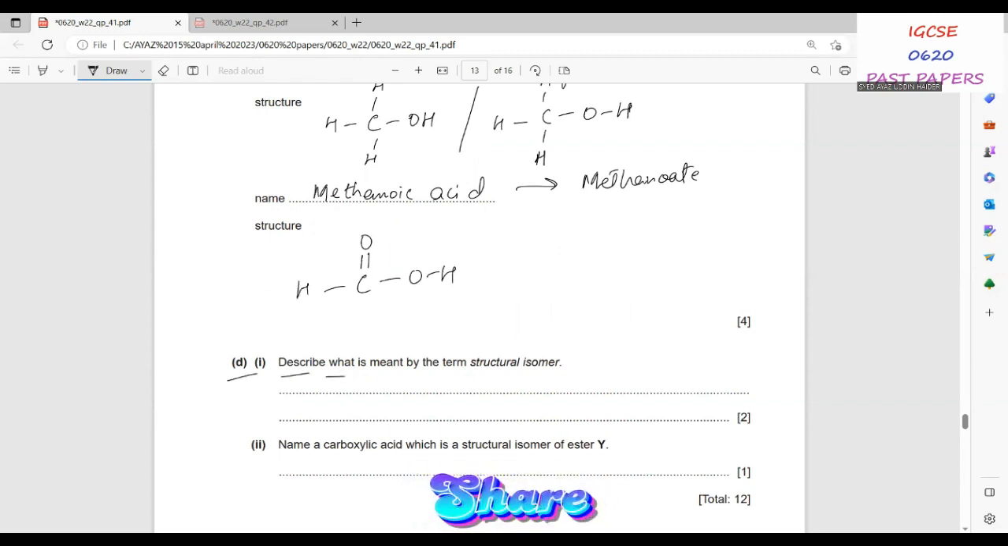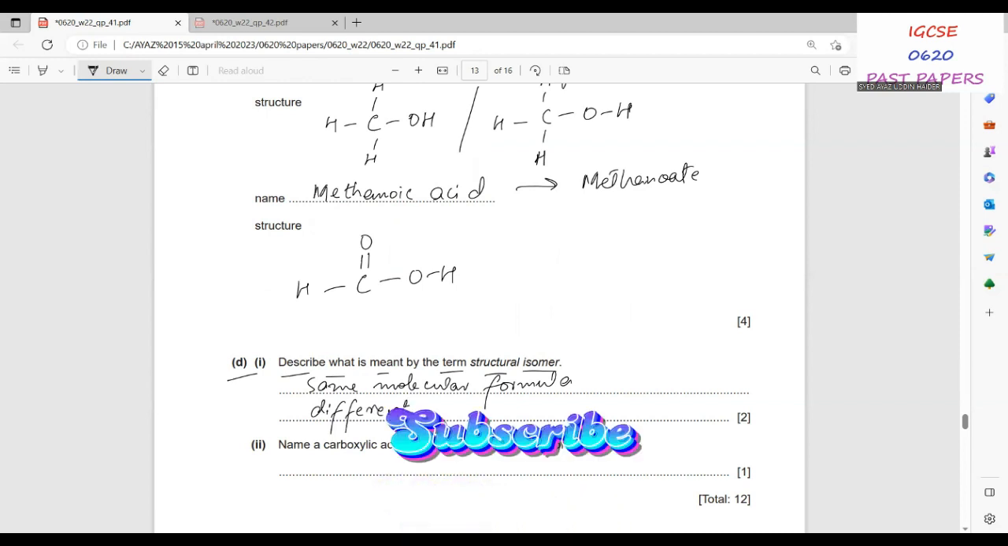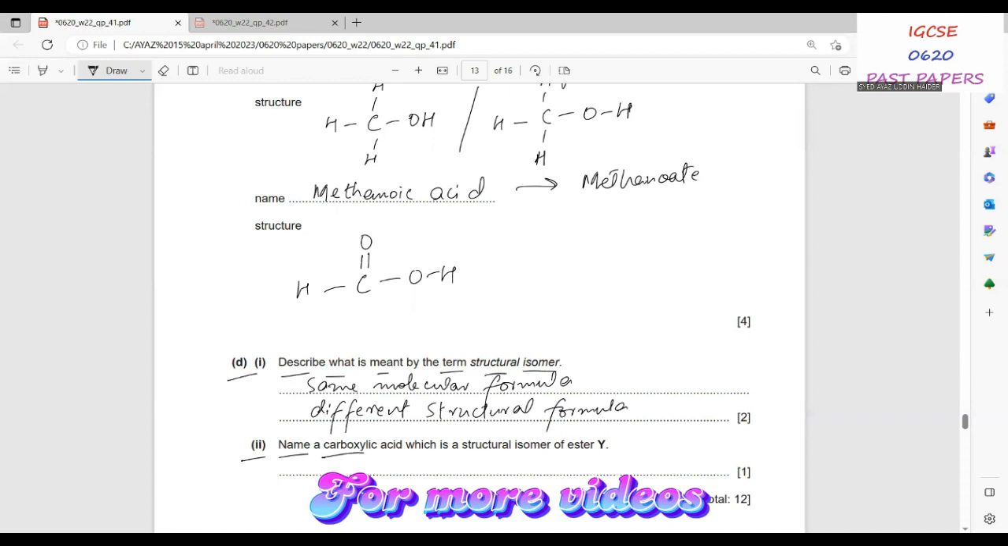D1, describe what is meant by the term structural isomer. Same molecular formula, different structural formula. To name a carboxylic acid which is a structural isomer of ester Y, you can write ethanoic acid.